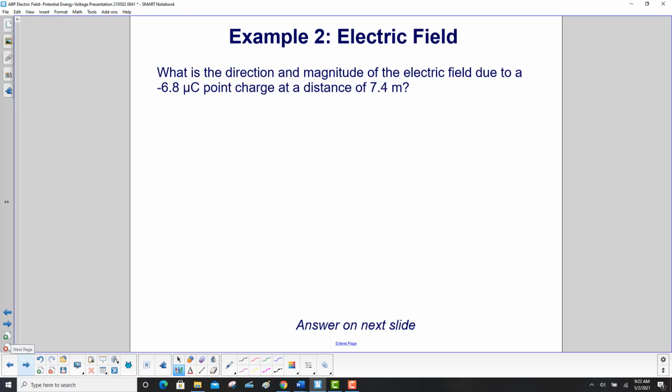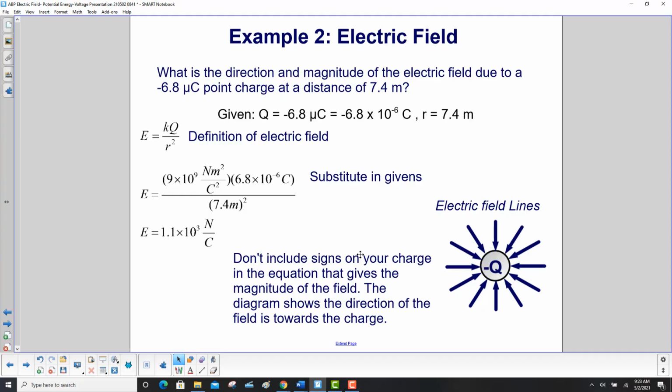What is the direction and magnitude of the electric field due to a minus 6.8 microcoulomb point charge at a distance of 7.4 meters? For our givens, we convert microcoulomb to 10 to the minus 6 coulomb. We use our definition of the electric field, which is kQ over r squared, substitute in our givens, and we get an electric field strength of 1.1 times 10 to the 3 newtons per coulomb. Now, we started with a negative charge, but don't use that in calculating the magnitude of the electric field. However, what you do use is that it's a negative charge, so the electric field lines point towards the charge, as indicated right here.